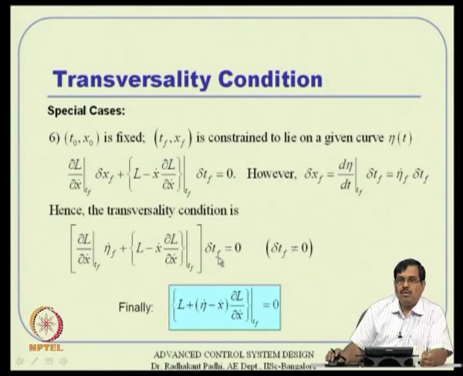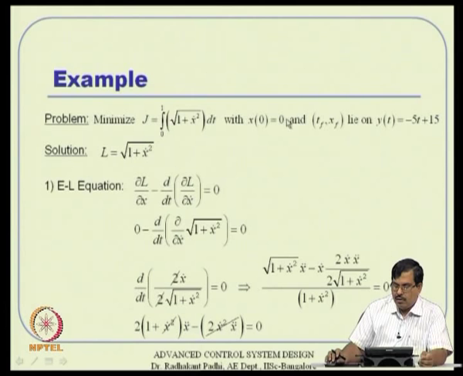Again, an example: we will talk about minimizing this cost functional with respect to x, where x(0) equals 0 and (t_f, x_f) lie on this particular curve now. Okay. So, the EL equation is very clear: del L by del x minus d by dt of del L by del x dot equals 0. There is no x term directly, so the partial derivative with respect to x is 0, and the partial derivative with respect to x dot is there anyway. So, that one I have to take first, and then I will take d by dt of that one.